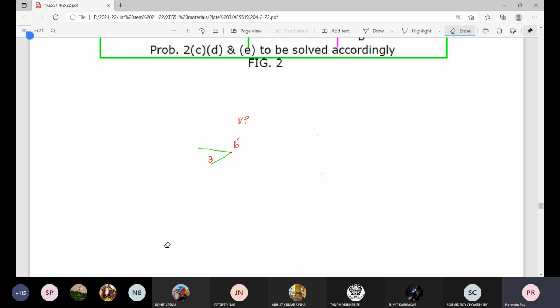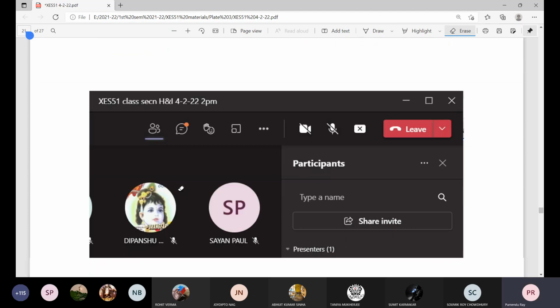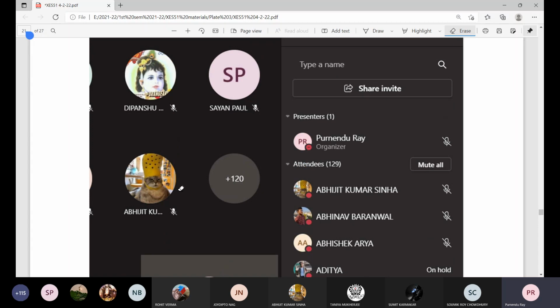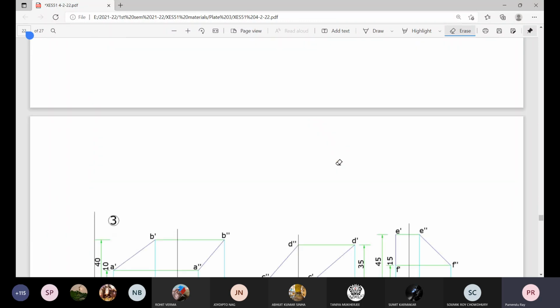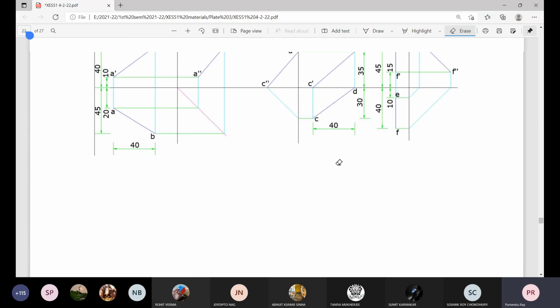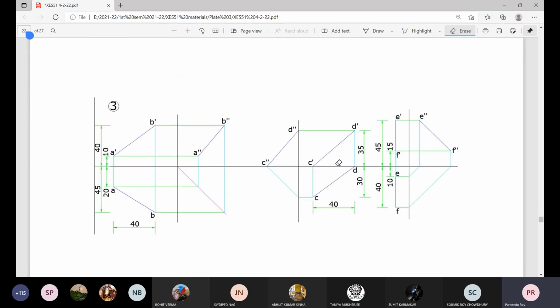Now, after 1 and 2, let us think about problem 3. Oh, here it was showing 129 attendees and the presenter is only 1. I don't know what's happening. Anyway. Now, can anybody read out the statement? Attendees, can anybody read out the statement of problem 3?